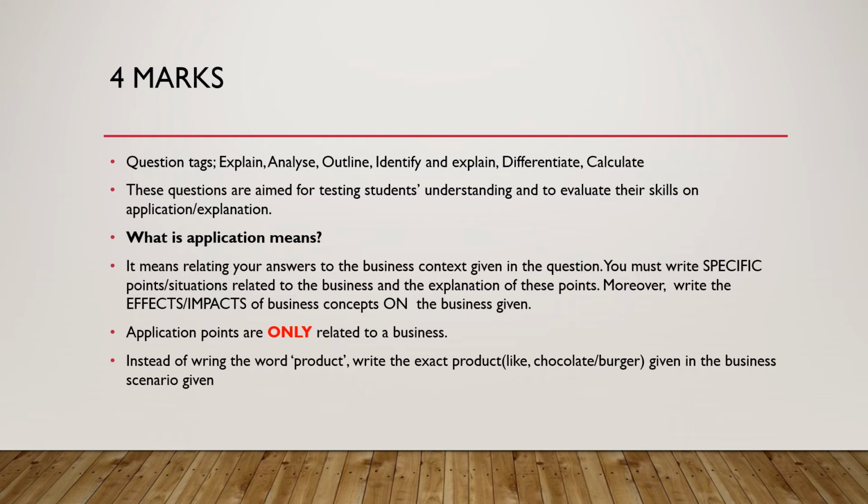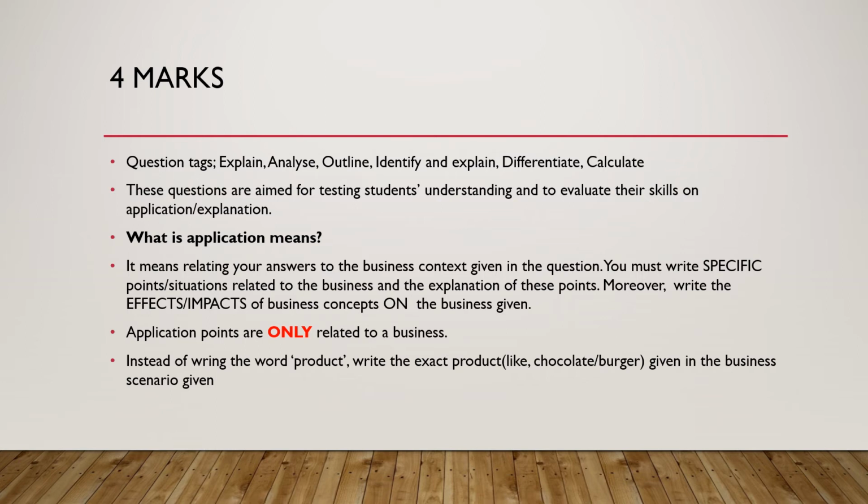Instead of writing the word product, you write the name of the product in the business. If the question is about Apple company, you can write maybe iPhone. iPhone is a product whose sales will increase if we change the marketing mix. This way you can improve your marks.